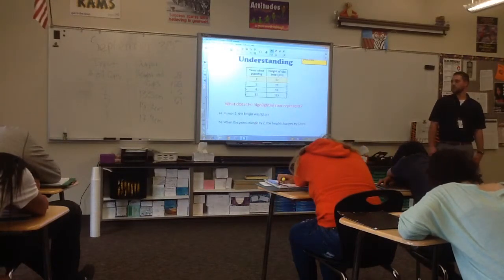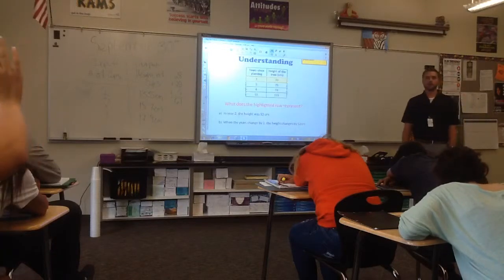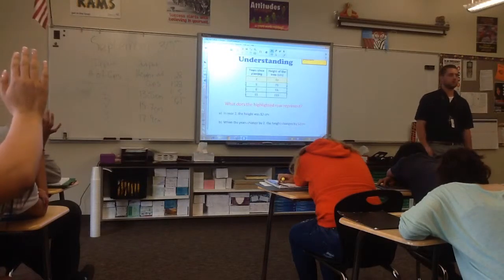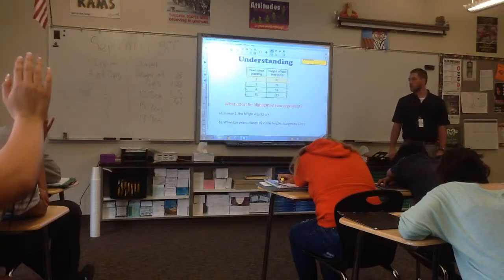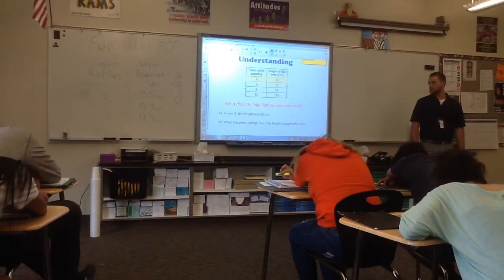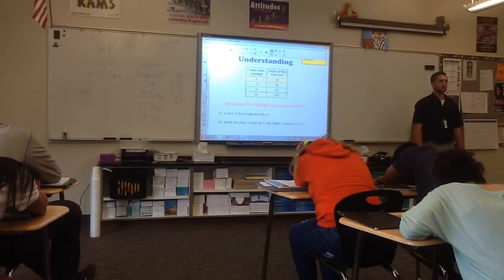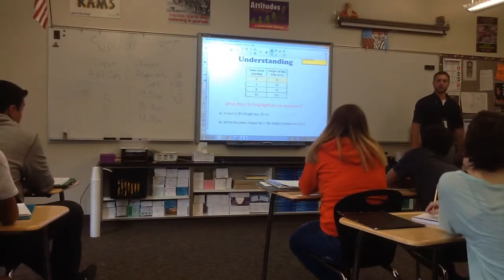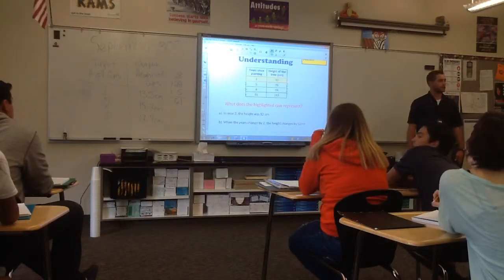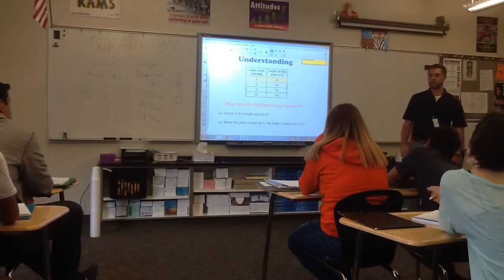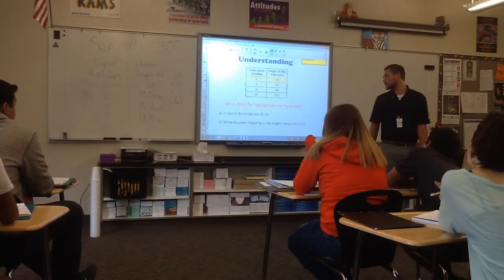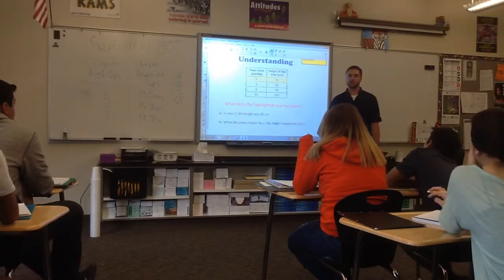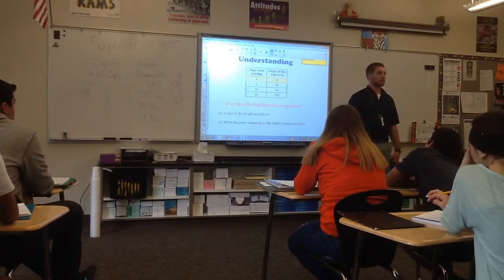Alright, raise your hand if you think it's A, in year 2, the height was 52 centimeters. Raise your hand if you think it's B, when the year changes by 2, the height changes by 52 centimeters. Not everyone voted again? Come on, participate. Alright, so, what was it? Is it A or B? A. Pretty much everyone said A.